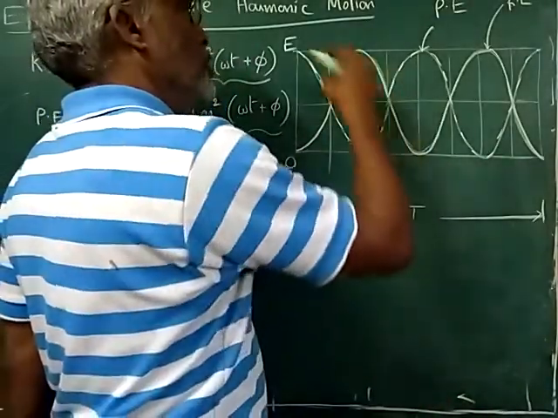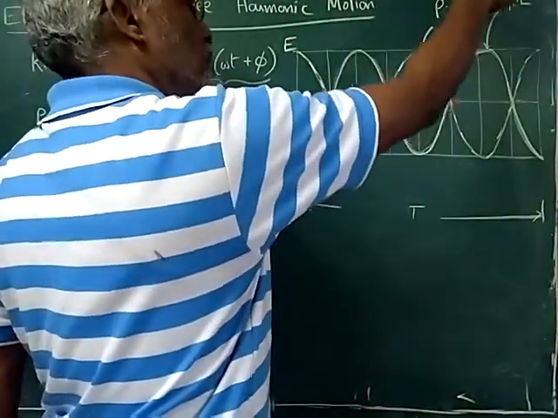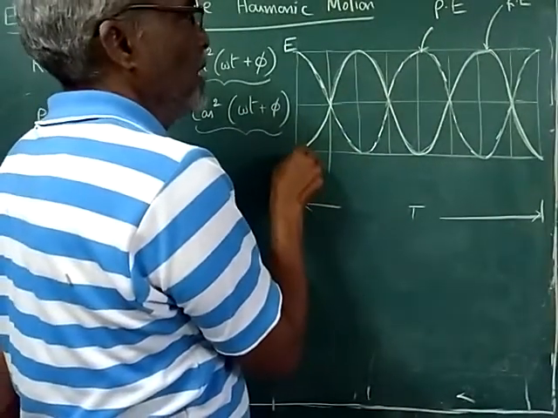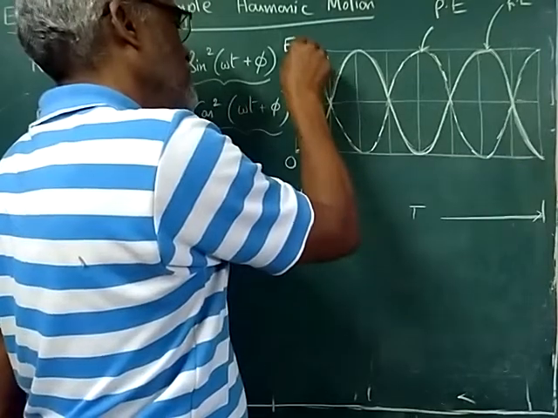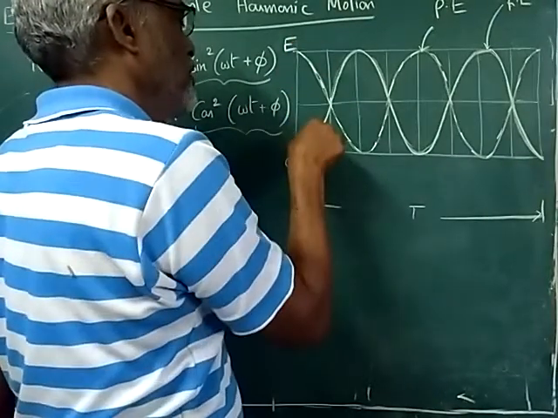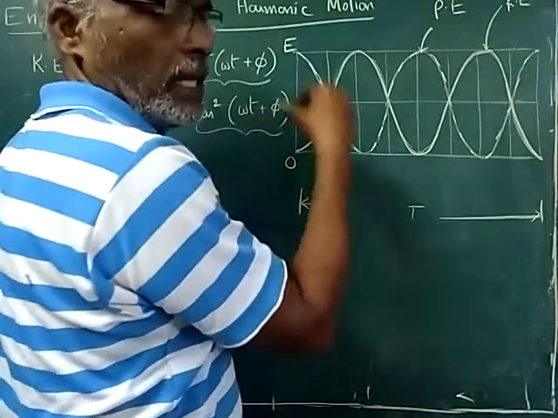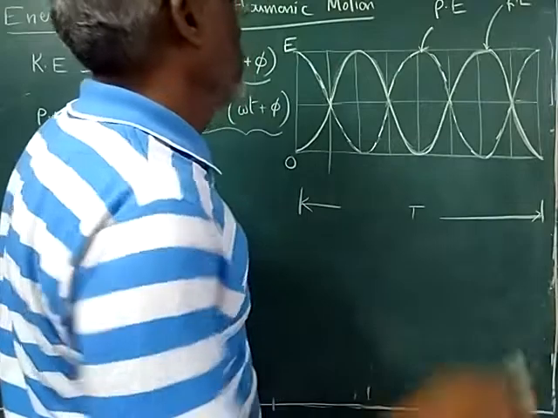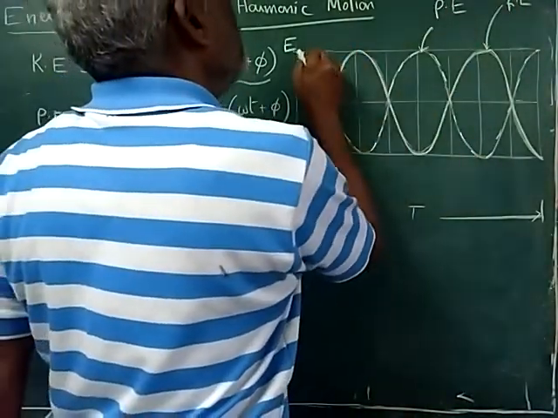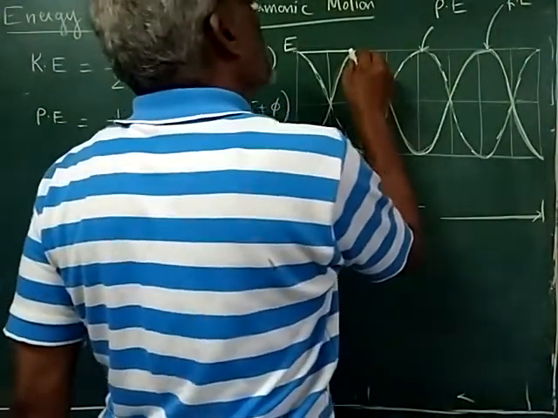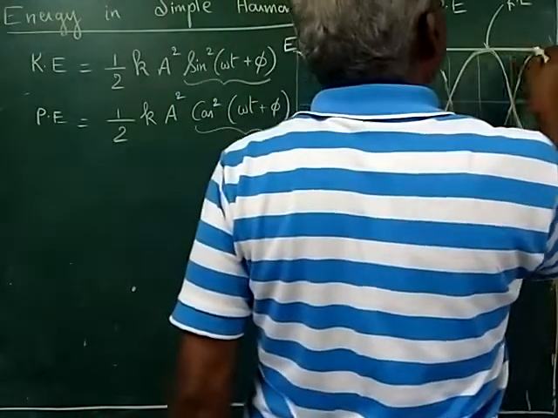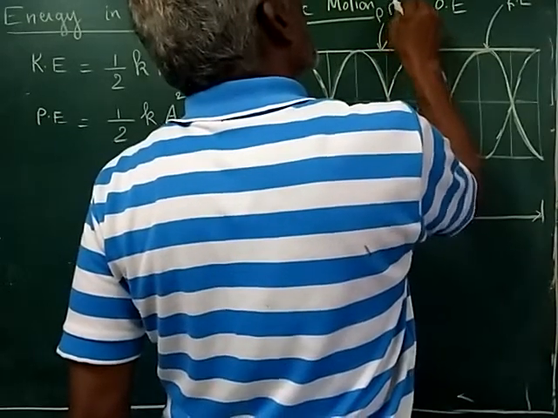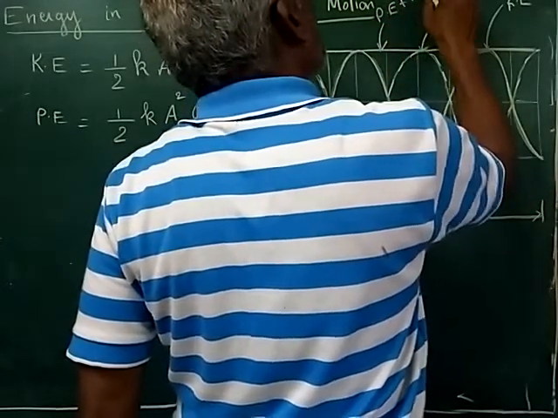So now the total energy E is potential energy plus kinetic energy. So if you add these two waveforms, when kinetic energy is 0, potential energy is E. Similarly, at each and every point you try to add, the result, potential energy plus kinetic energy, will be a straight line, which is nothing but E. So this straight line is potential energy plus kinetic energy.